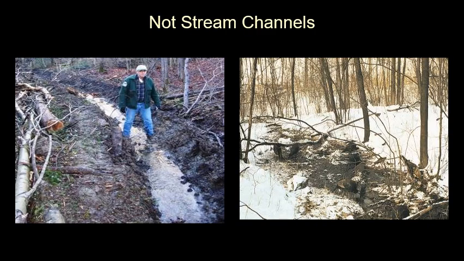A couple examples here of some channels that are not considered streams. You'll see on the left it looks like a skidder rut. We don't construe any man-made kind of rutting as stream channels. And on the right we have what looks like a groundwater seep. There's no defined banks there. It just kind of looks like a forested wetland. It's a groundwater seep, not something we consider a stream channel.